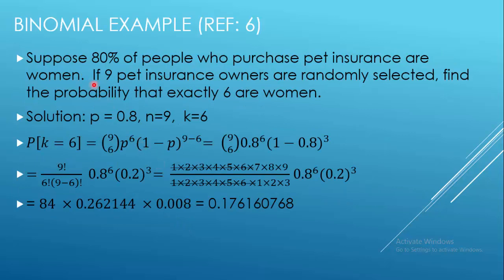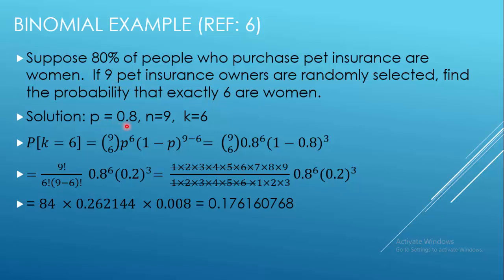There is another example. Suppose 80% of people who purchase pet insurance are women. If 9 pet insurance owners are randomly selected, find the probability that exactly 6 are women. So it is given that 80% of purchasers of pet insurance are women, and we have randomly selected 9 owners, and now we have to see that out of these 9, exactly 6 are women.